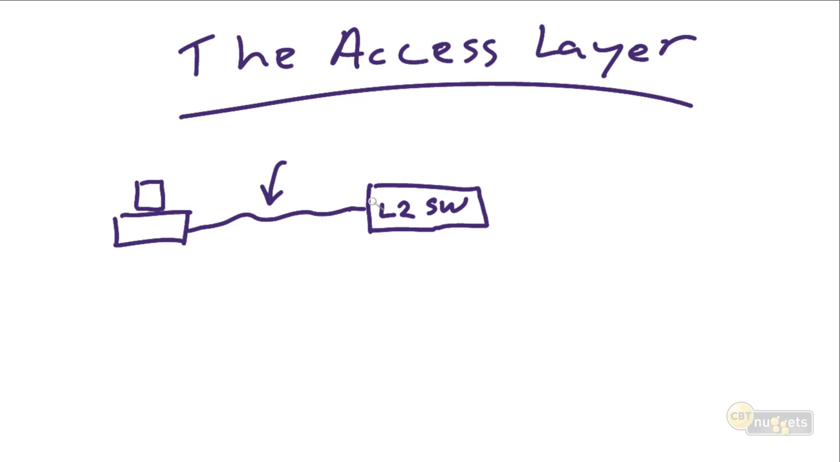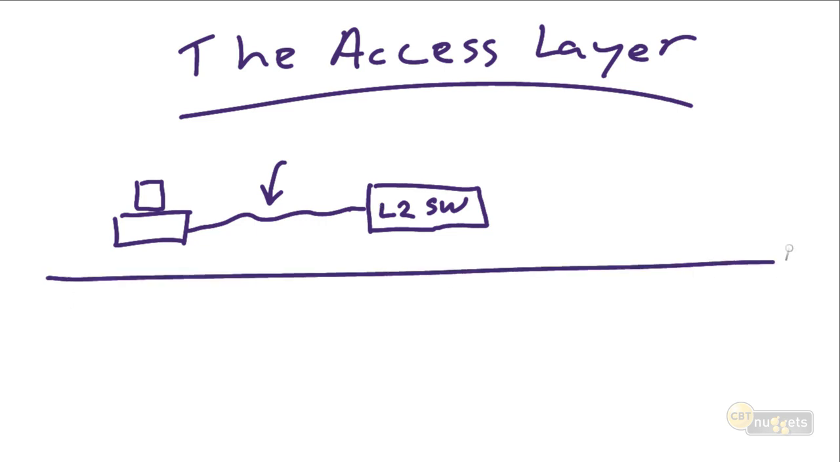So, in the example of the local area network within your organization, this is the stuff of the access layer. That Ethernet cable, that PC, that layer 2 switch that gets them on the network. If it's a big LAN, they may even connect to another layer 2 switch. And these are the things of that access layer.